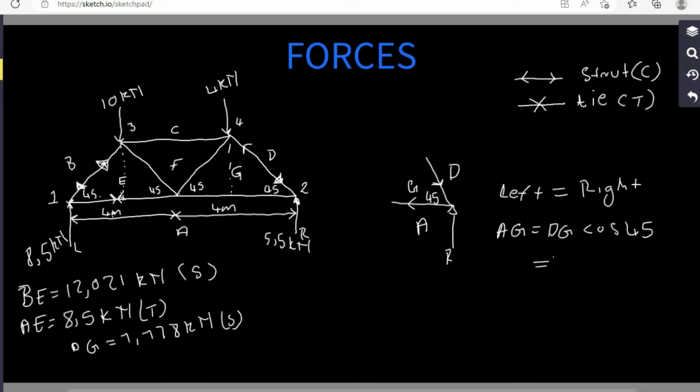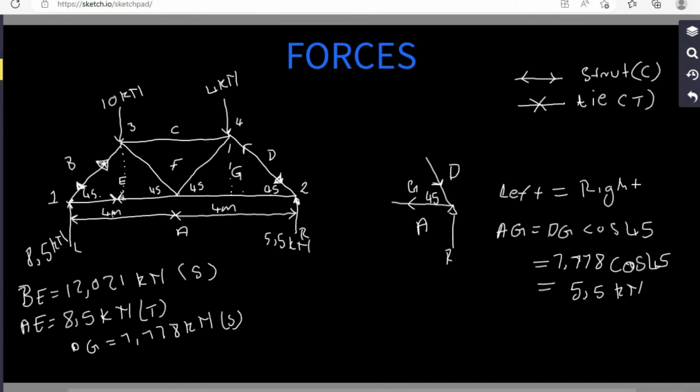What is the value of DG? 7.778 cos 45. And according to my calculator, I got that the value of AG is equal to 5.5 kilonewtons. It's positive, therefore the direction is correct.